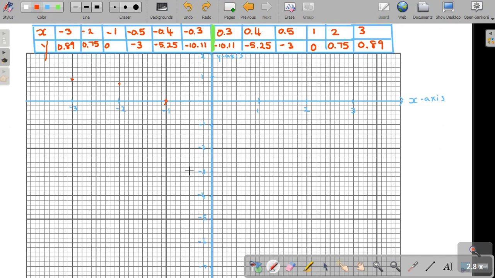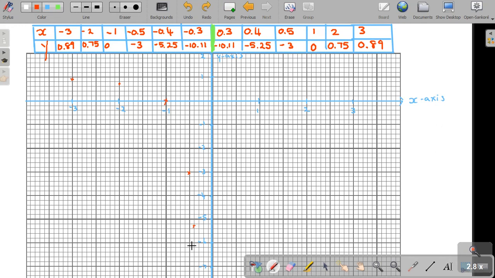Then -0.5 and -3. And -0.4, there is 4, because this is counting 0.1, 0.2, so there is -0.4. And it's -5.25, so -0.4 and 5.25. Now it's a bit higher. Okay, so -5.2, and it's a little bit lower.